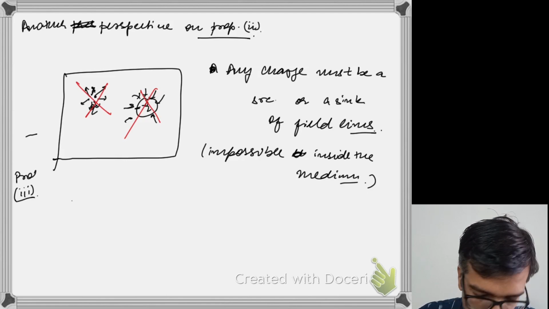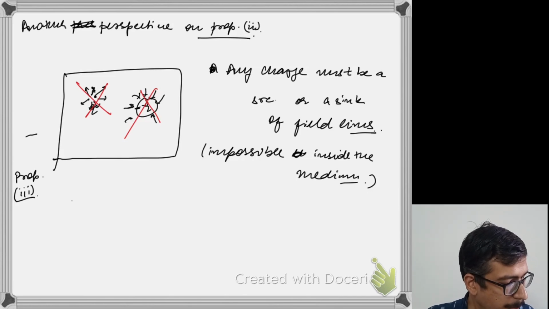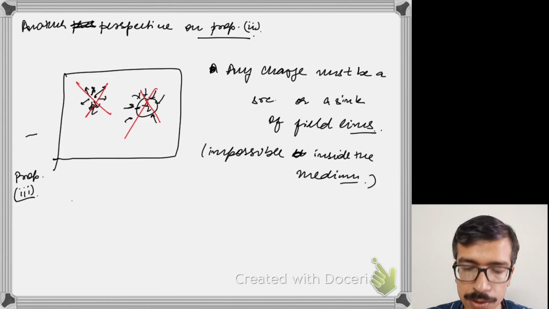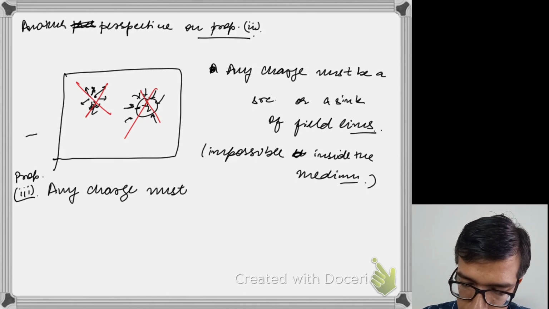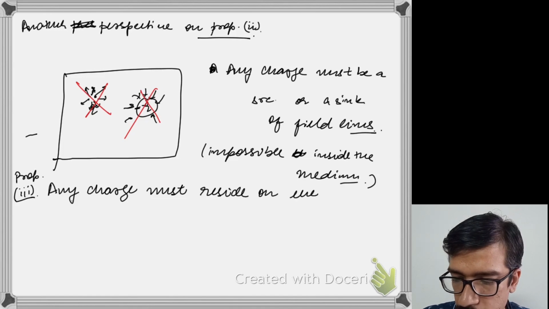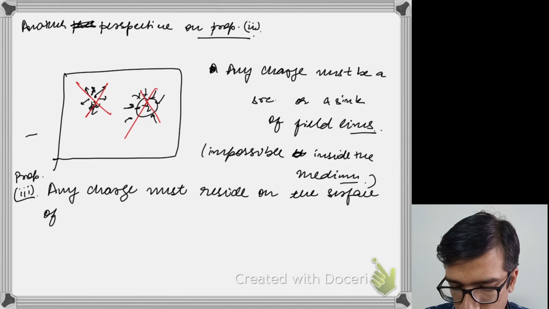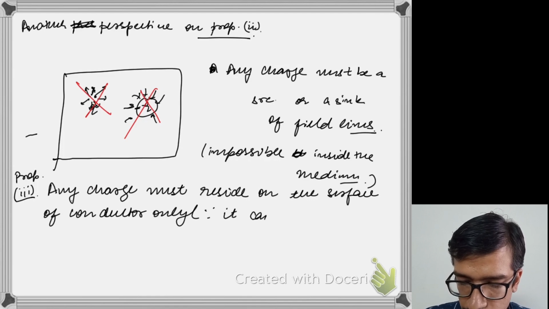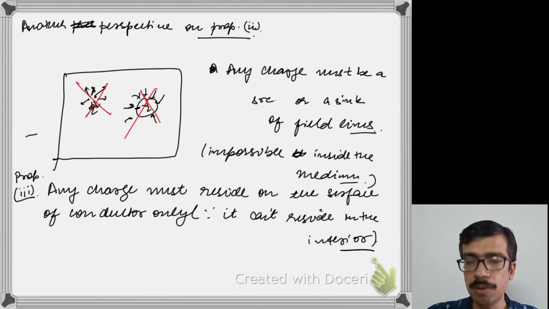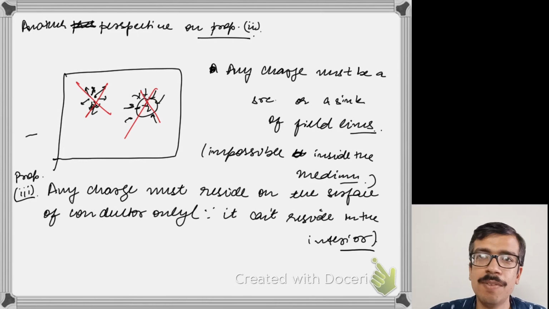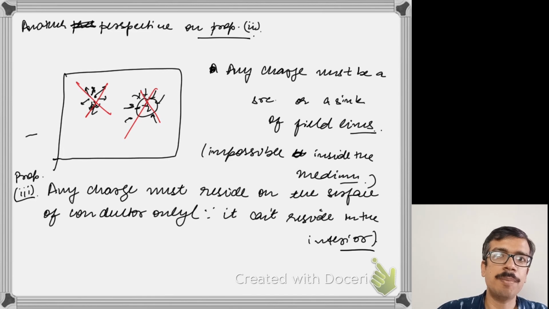Next we look at property 3. Property 3 says that any charge can reside on the surface of the conductor only, because it cannot reside in the interior. So any charge must reside on the surface of the conductor only. Essentially this is just a restatement of property 2: if there is some charge, then by property 2 it cannot reside in the interior of the conducting medium. Therefore, if at all there is, it must reside on the outer surface.